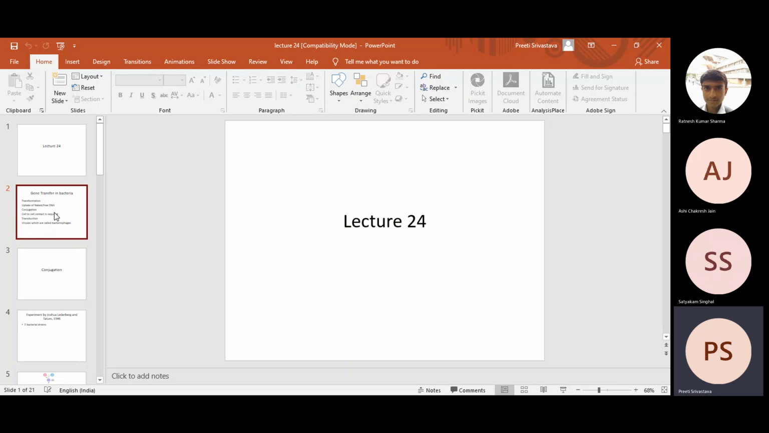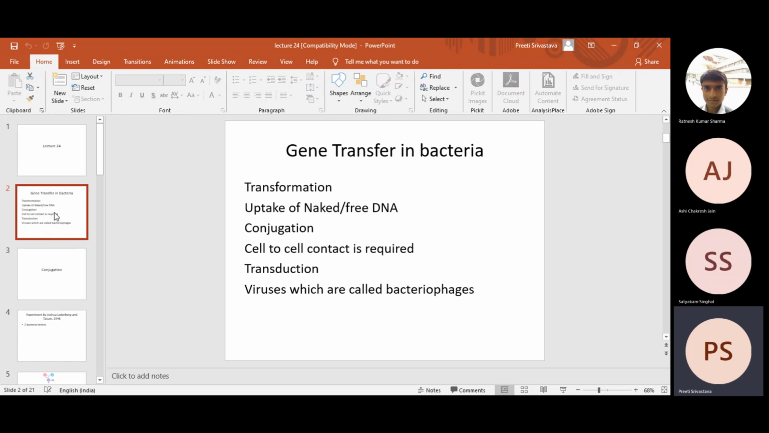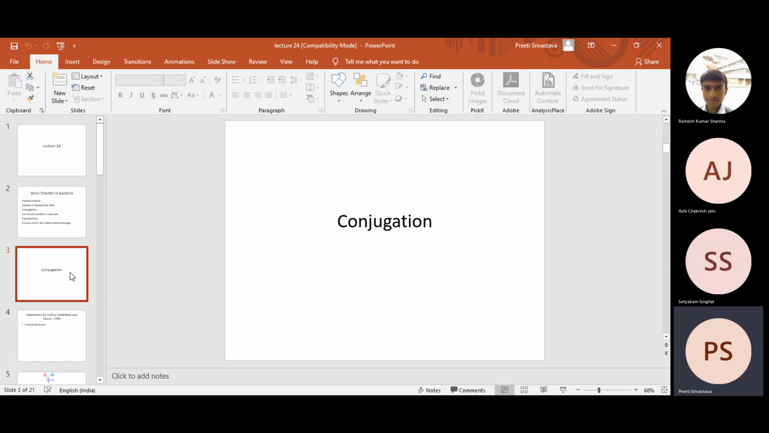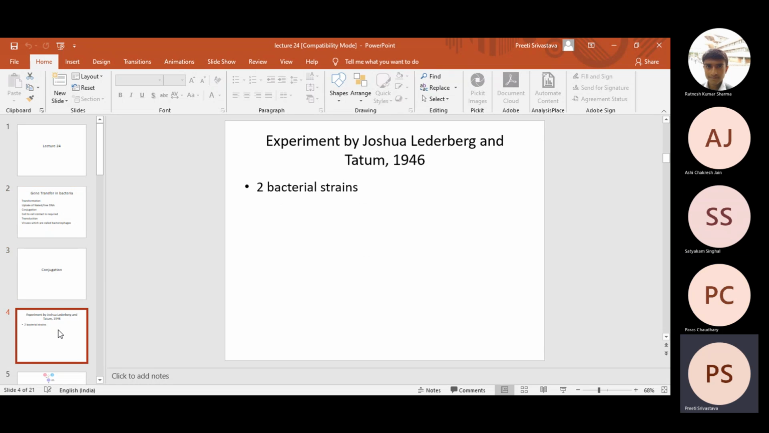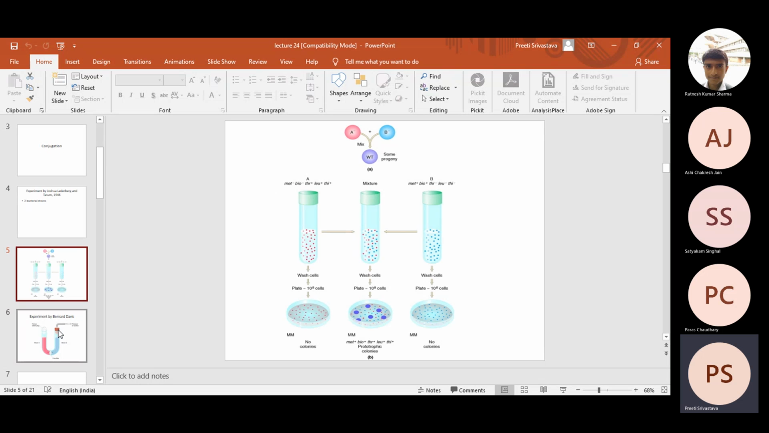Gene transferring bacteria, and today we would like to start with conjugation, for which cell to cell contact is required. The discovery of conjugation dates back to 1946, when Joshua Lederberg and Tatum performed an experiment with two bacterial strains.